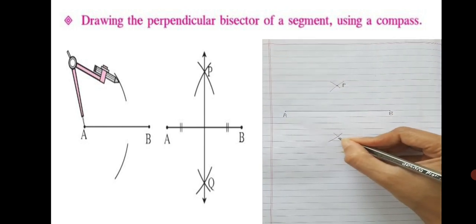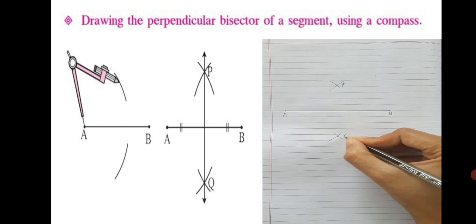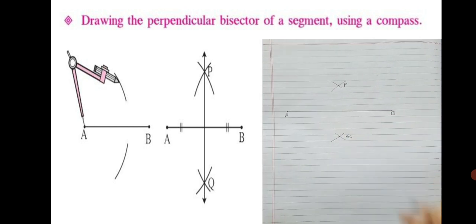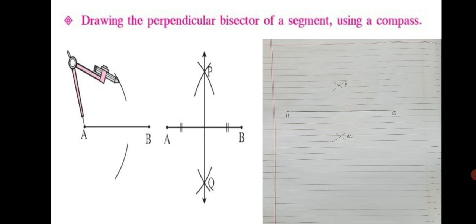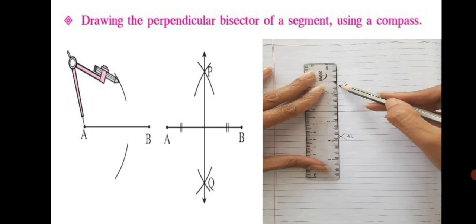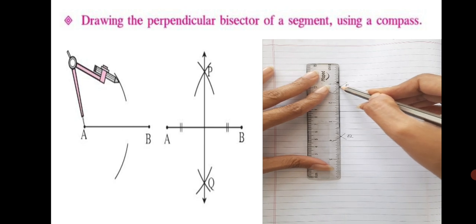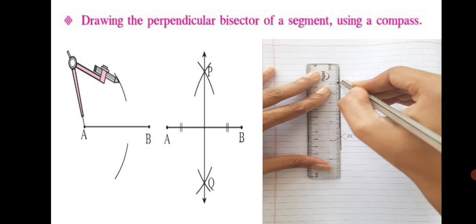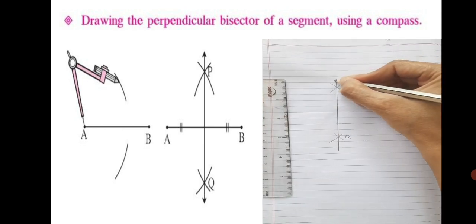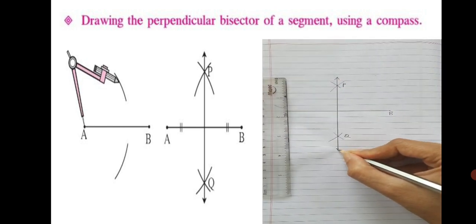Name them point P and point Q. Where the arcs intersect, you can name the points as point P and point Q. Now draw line PQ with the help of a scale and pencil. This way, we can say that the line PQ is the perpendicular bisector of seg AB.